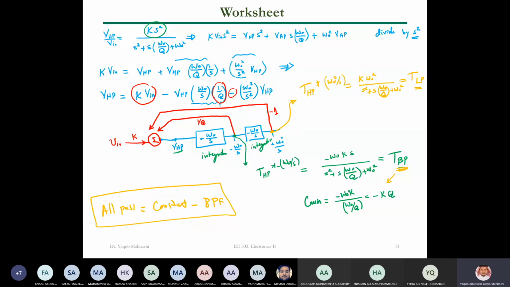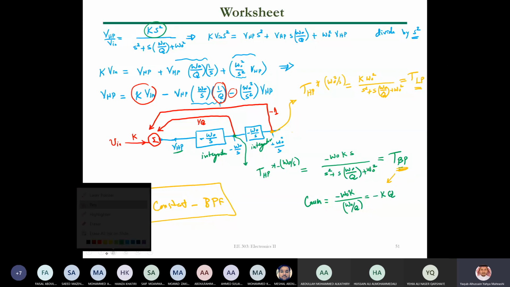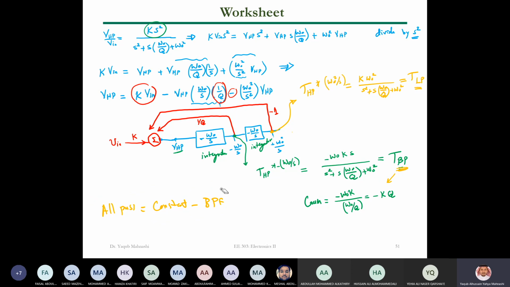Okay. What about the gain of the low pass filter? Let me use this one in orange. The all pass filter, low pass filter. What will be the gain here? Constant over constant, right? K omega naught squared over omega naught squared, so the gain will be K.